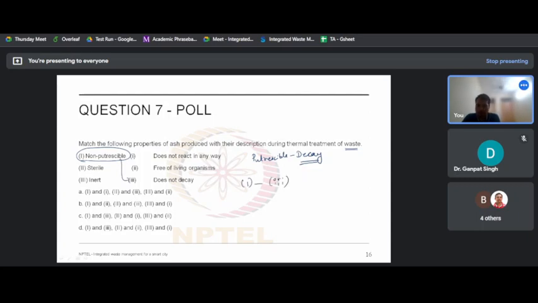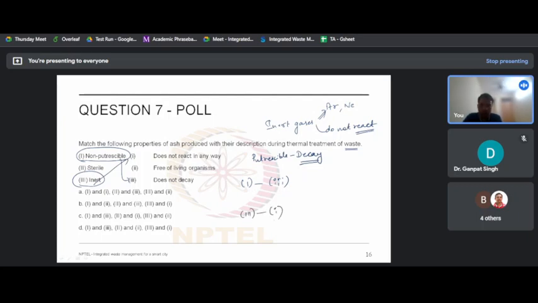Then we have, let's say, inert. Surely you would have heard about the inert gases, like argon, neon, xenon. There are other gases. I don't think xenon is now. So argon, neon, these kinds of gases are inert gases. So why are they called inert? Because they do not react. So three will go with one. So now we are left with just one.